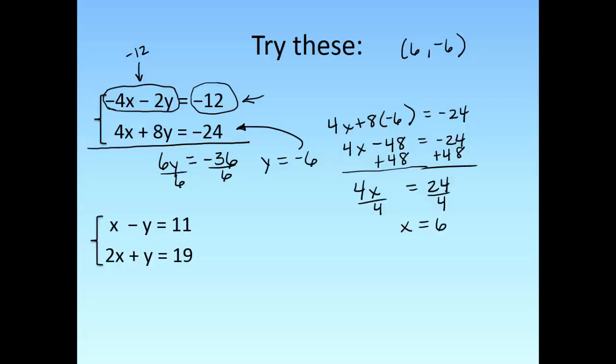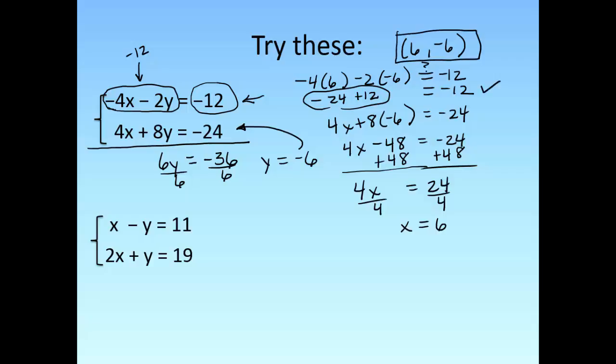So that turns into negative 4 times 6 minus 2 times negative 6 is supposed to be equal to negative 12. Let's see. So negative 24 plus 12, is it equal to negative 12? Well, yes, this is equal to negative 12, isn't it? So we verified it, and this is the correct answer. All right, let's try the next one.